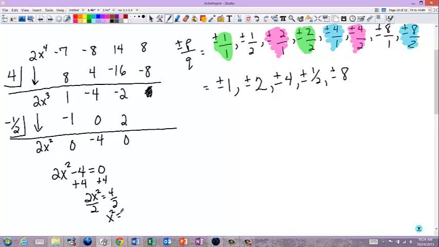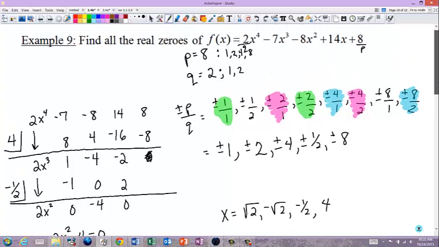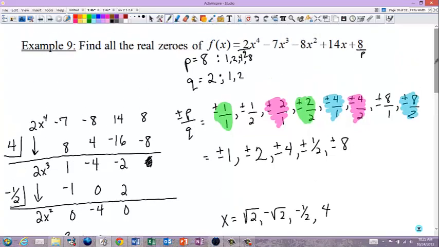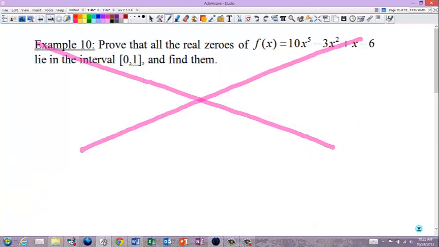Why did I set that equal to 0? Because I'm trying to find the zeros. So x equals plus or minus the square root of 2. So my answers are square root of 2, negative square root of 2, negative 1/2, and 4. And we just don't have time to test all those, and that's ridiculous. And we're not going to do 10. So that concludes this lesson.